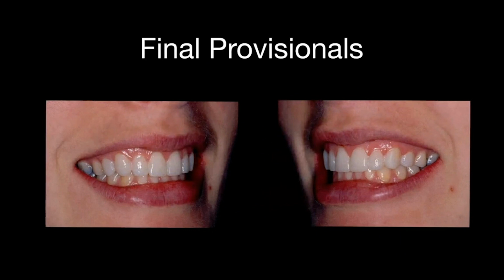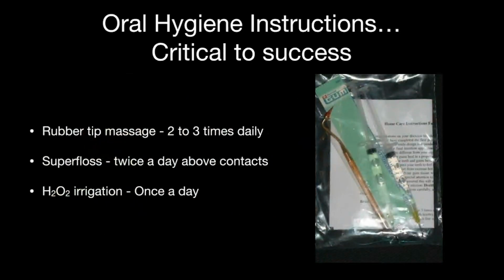All right, so it's kind of a test drive of what we want her final restorations to be. She's given oral hygiene instructions to rubber tip massage and superfloss and irrigate with hydrogen peroxide once a day as well, because I don't want bleeding gums on the insert day. So this really helps it a lot.